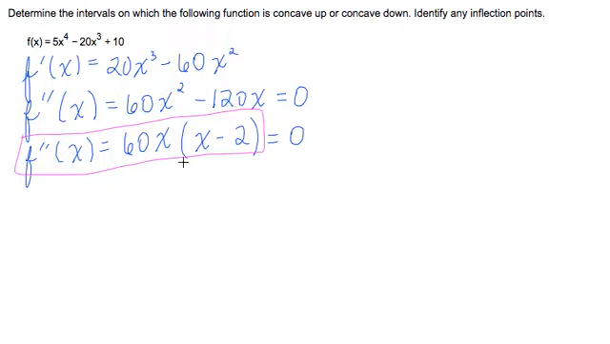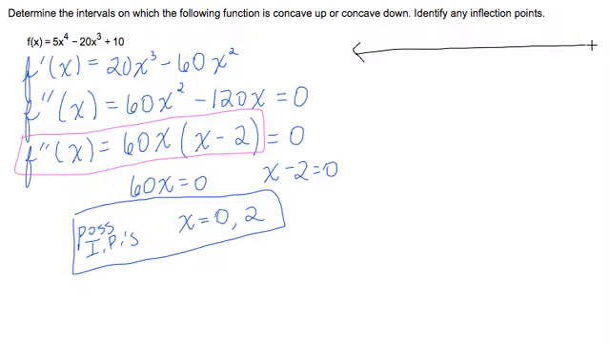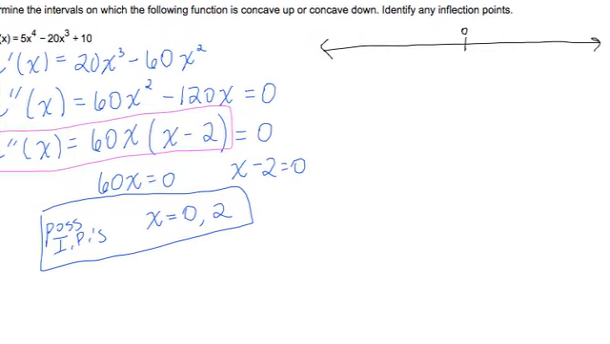Okay, solving this equation, though, we set each factor equal to 0. This one you can pretty much do in your head, though. And we get 0 and 2. Those are two places where we have possible inflection points. Okay, so to determine concavity and to see if those are actually inflection points, I'm going to put them both on a number line.